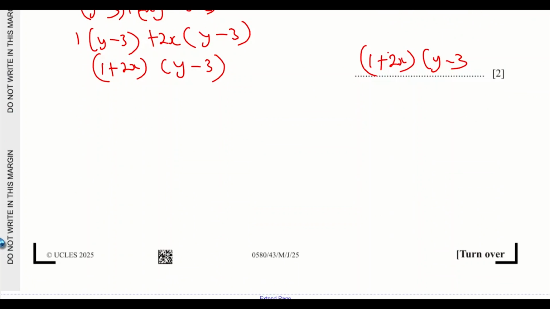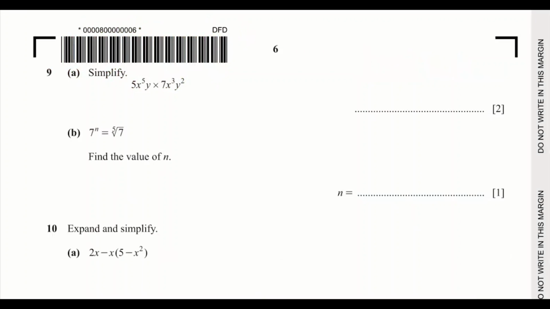So let's go to the next question, question 9. Simplify this. We need to multiply the numbers: 7 times 5, that will be 35. Then x to the power of 5 times x to the power of 3. We apply the multiplication law of indices here. We pick one of the bases, which is x, then we add the powers: 5 add 3, that will be 8.